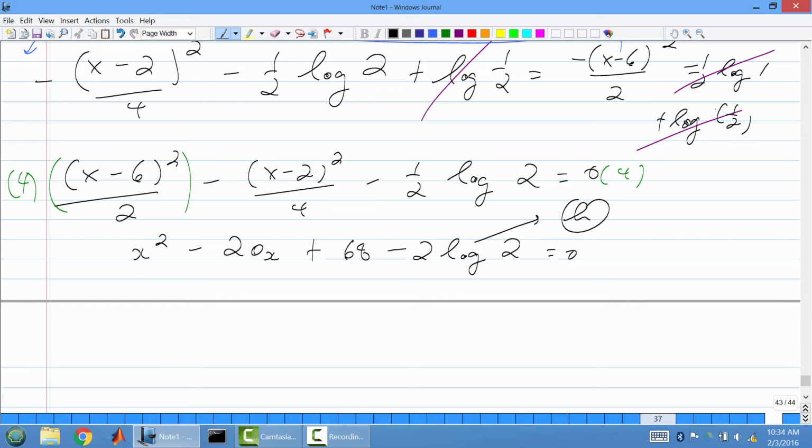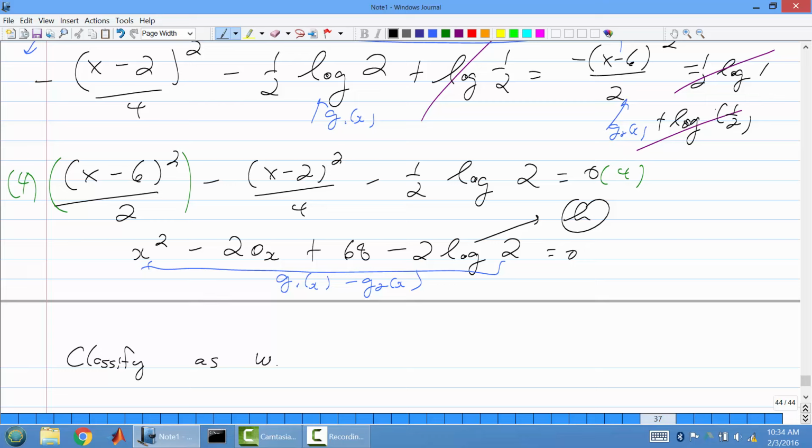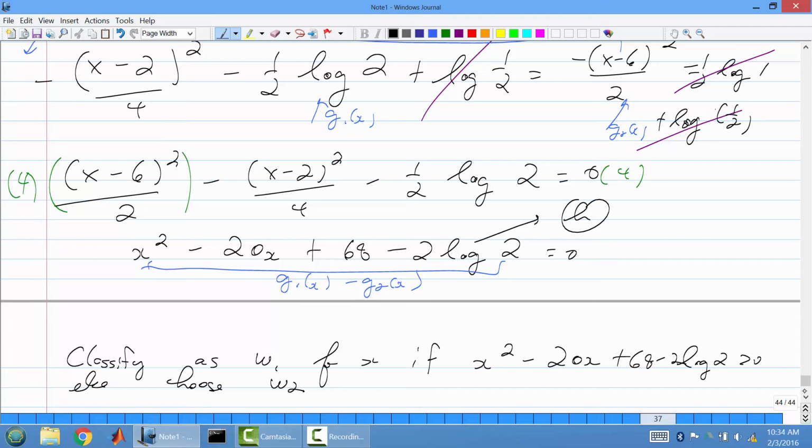So now you want to classify, because this is technically g1 of x, and this is technically g2 of x. What I computed here was g1 of x minus g2 of x, because I brought the g2 to the other side. So I'm going to classify as omega 1 for x if this is greater than 0, and else choose omega 2, or class 2.